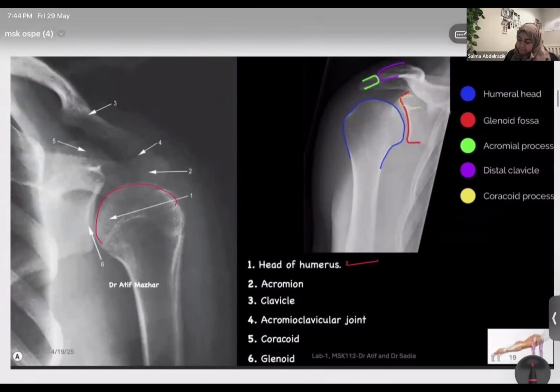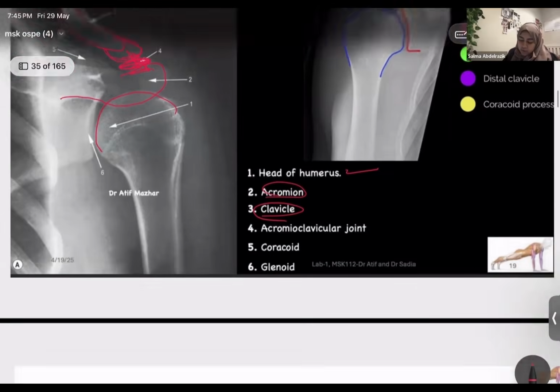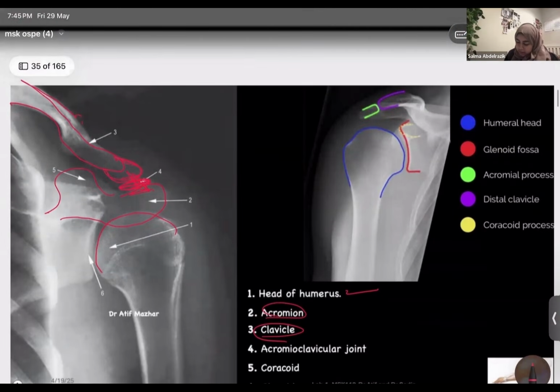So like we said, this is the head of the humerus. We have the acromion process because it's coming like a spine. Clavicle because it's literally the clavicle, it's very clear. Then you have the acromioclavicular joint because it's over here. So this is the acromion and this is the clavicle. This is the joint connecting between both of them. And then 5 is the coracoid, which is the process coming out of it. And yeah, glenoid is 6, this fossa over here.